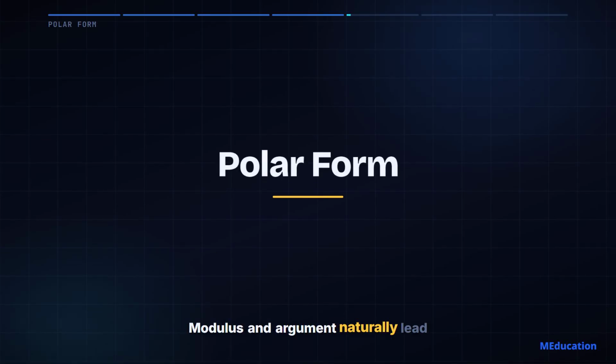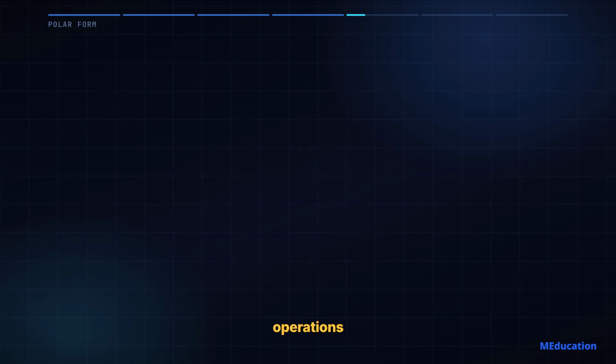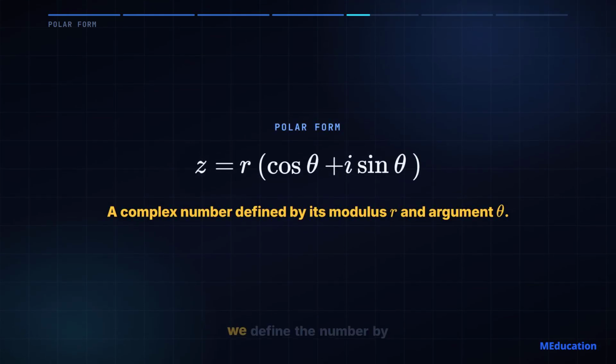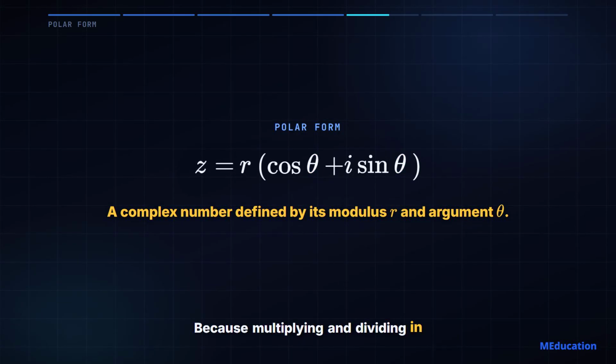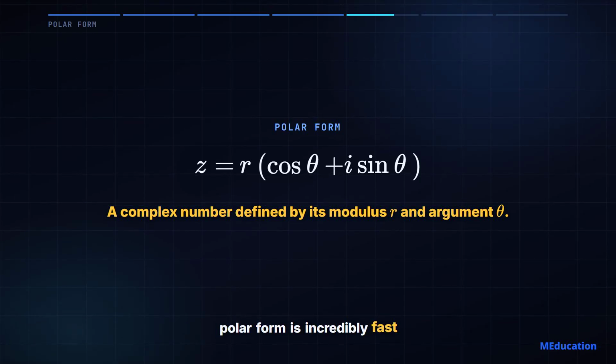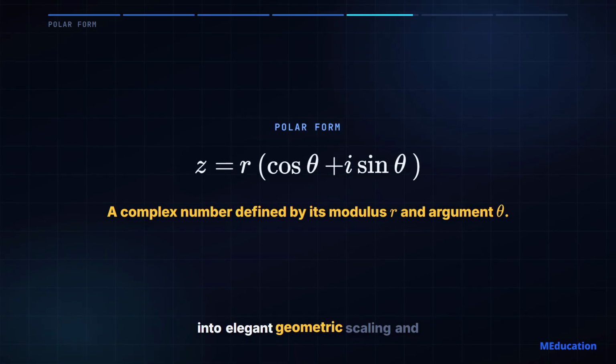Modulus and argument naturally lead to the polar form of a complex number, which is essential for advanced operations. Instead of Cartesian coordinates, we define the number by its size, r, and its direction, theta. Why do we need this? Because multiplying and dividing in polar form is incredibly fast. To multiply, you simply multiply the moduli and add the arguments. It transforms complex algebraic expansion into elegant geometric scaling and rotation.